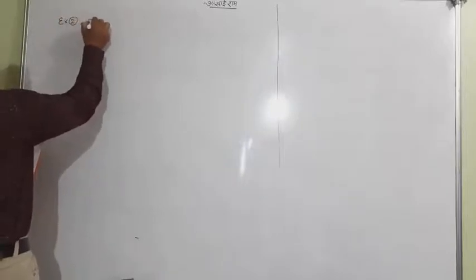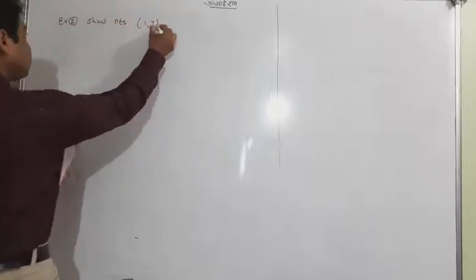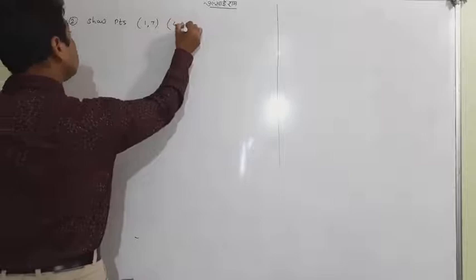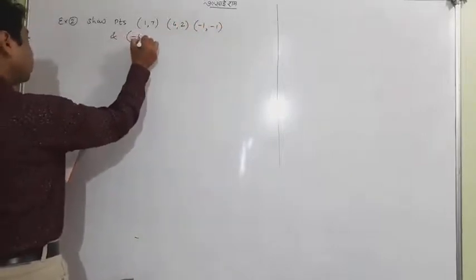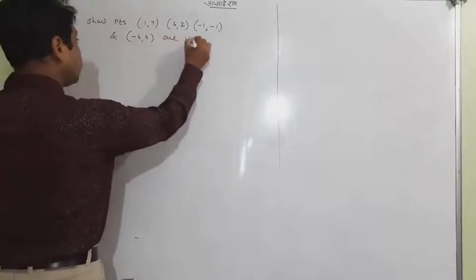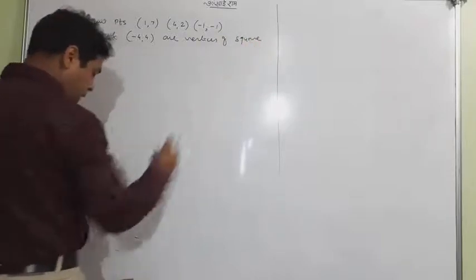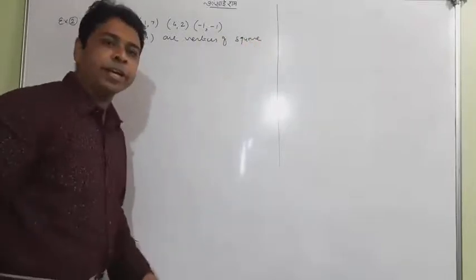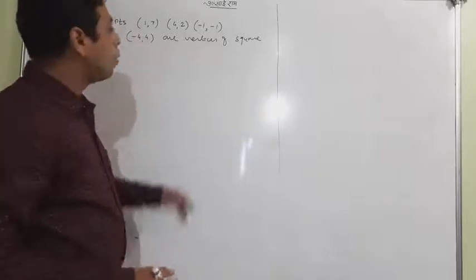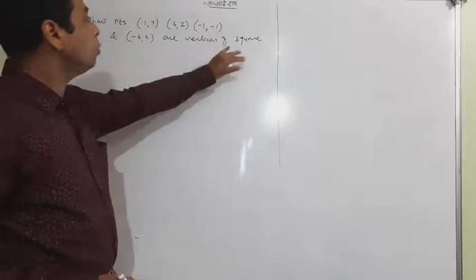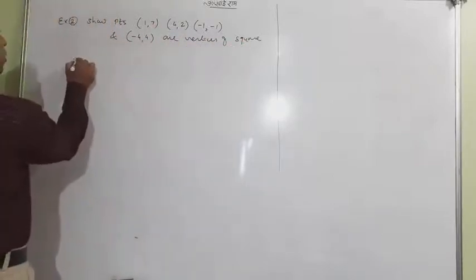I'm telling you, show that points (1, 7), (4, 2), (-1, -1) and (-4, 4) are the vertices of a square. This is a question, and this is also the application of the distance formula. So with the distance formula, how can we show that these are the vertices of the square?